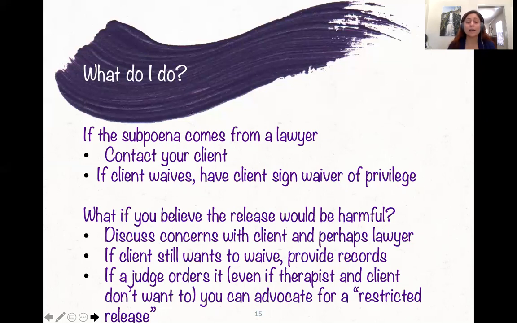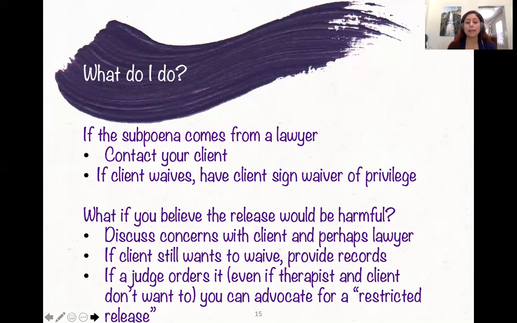In that case, it can be helpful to say, all right, can I have permission to speak with your attorney and share my concerns with them? Assuming they let you, they sign a release of information, you speak to the attorney. The attorney may be able to change the mind of the client, or the attorney may say, no, it's okay, go ahead and share the records. They need to be shared.